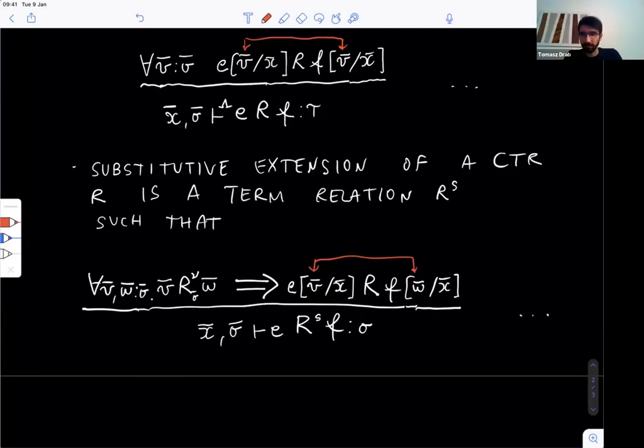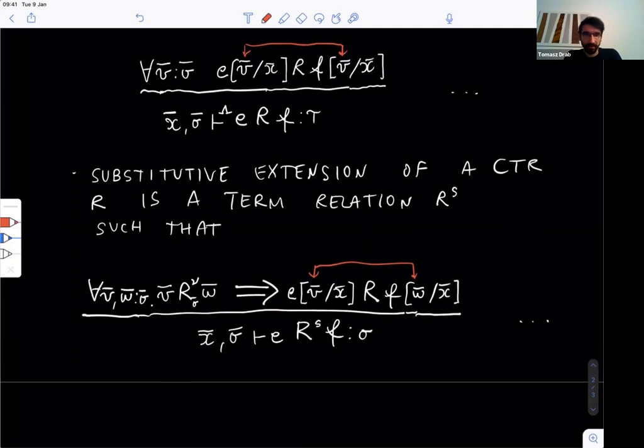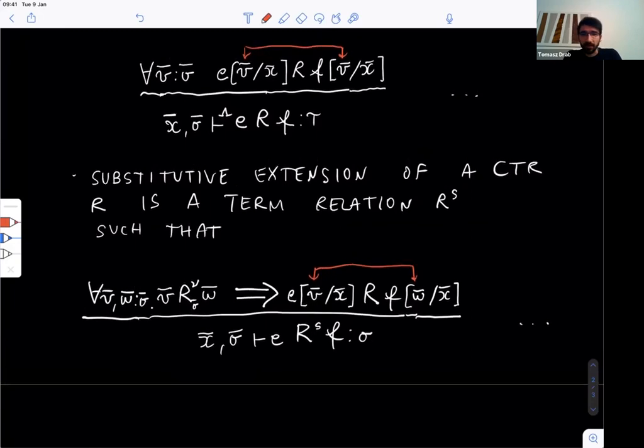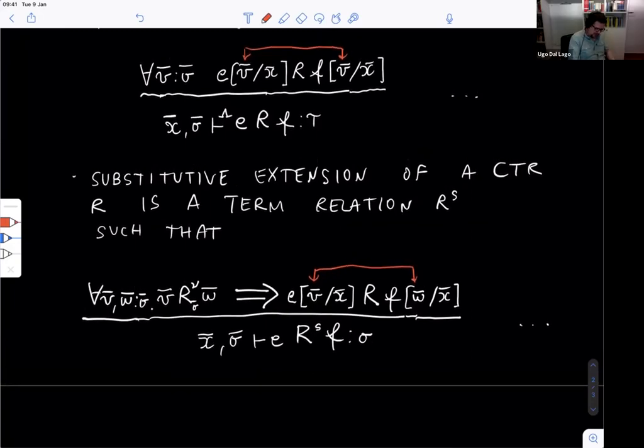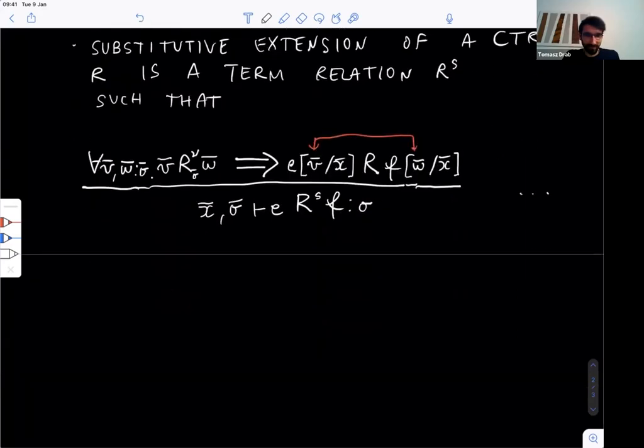There is a question if, yes, please. In the conclusion of open extension, a superscript O is lacking. Yes, absolutely. Thank you very much. Here, of course, O is lacking. Absolutely. That's all now. Thank you.